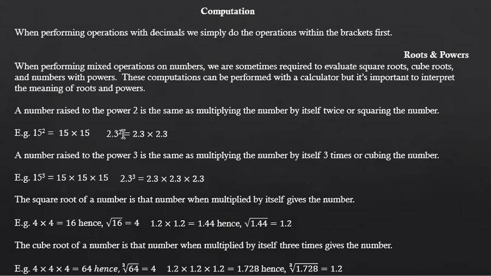2.3 to the power of 2 is equal to 2.3 by 2.3. A number raised to the power of 3 is the same as multiplying the number by itself 3 times, or cubing the number. So 15 to the power of 3 is 15 by 15 by 15. Same goes for 2.3 to the power of 3, which is 2.3 multiplied by 2.3 multiplied by 2.3. This goes for any number that is the power. So if this was 4, it would have been 15 multiplied by itself 4 times. If it was 8, it would have been 15 multiplied by itself 8 times.